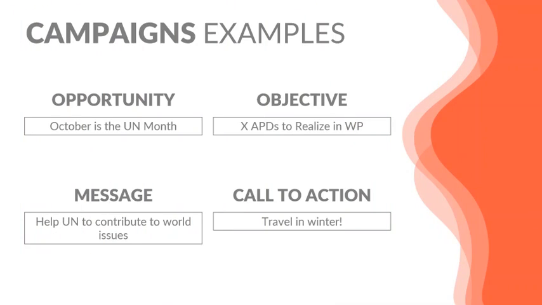Okay, here I have some very quick examples. So for example, opportunity. October is the UN month, is the month of the United Nations. This is an opportunity that you can use for a campaign because it's a celebration that many people will know or will be partaking. Objective, number of approvals to realize in winter peak. That's one goal that you can use. Also, message, help the United Nations to contribute toward issues. And call to action, travel in winter, because your goal is to have approvals to realize in winter peak.